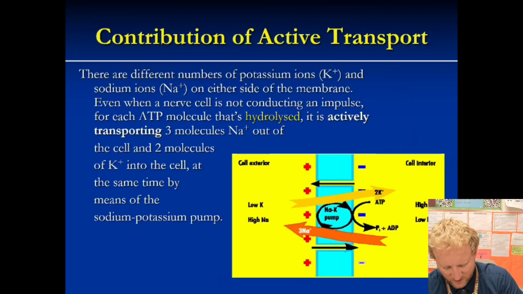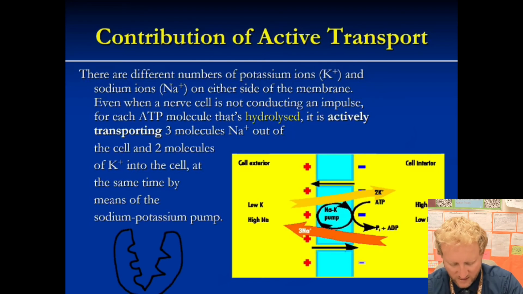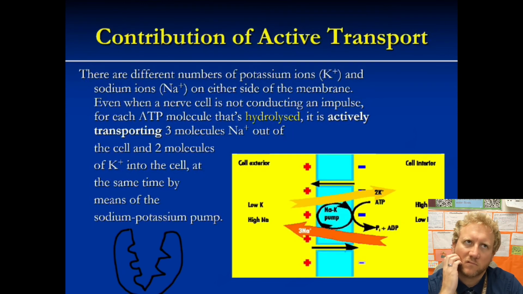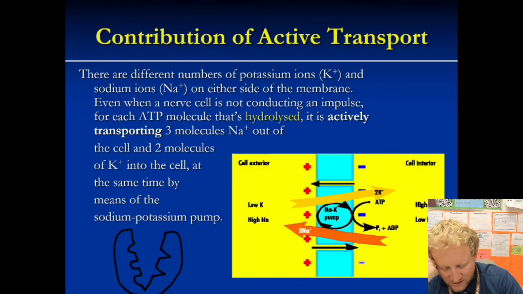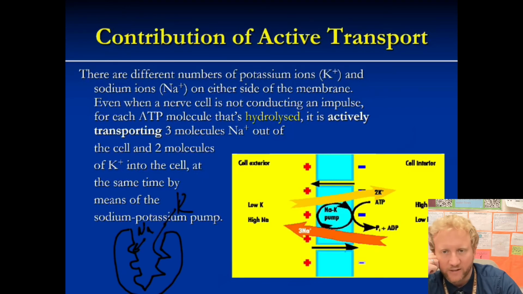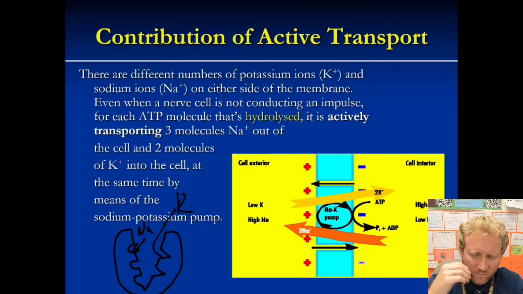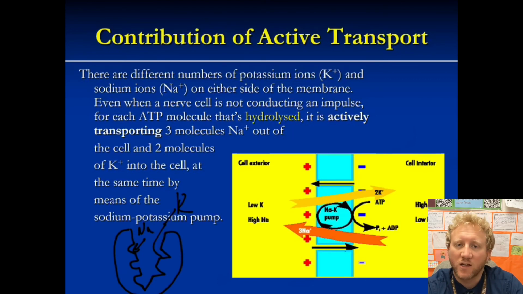You'll see some later on if you look for pictures of what these look like. Basically, you'll have something that looks kind of like pliers or something like that. They've got spots for the sodium, that's right there, and spots for the potassium, that's right there. What this is going to do is set up a concentration gradient.